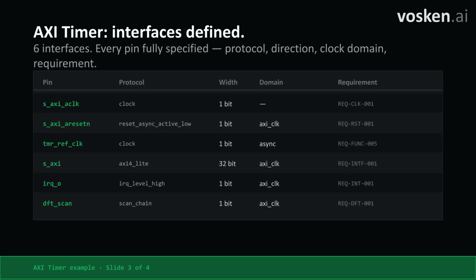6 logical interfaces were defined, each mapped to a protocol ID from the library. The AXI4 Lite interface expands to 15 physical signals. The agent automatically generated this list, as the protocol library knows the full signal list. Every interface carries a requirement reference for instant traceability.